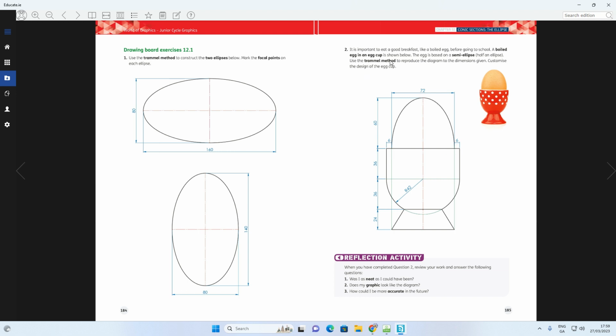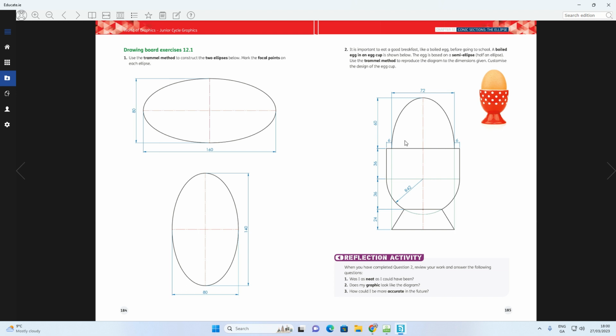Use the trammel method. We're not going to be using the trammel method, we're going to use the concentric circles method. So use the concentric circle method to reproduce the diagram to the given dimensions below. Customized design of the egg cup, okay? So we're saying to add in a little bit of flair to that. All we're going to be doing is completing the problem, and after you've completed the problem, you can add in a little bit of customization to the actual egg cup itself. So first of all, we're going to start off by drawing in the actual semi-ellipse.